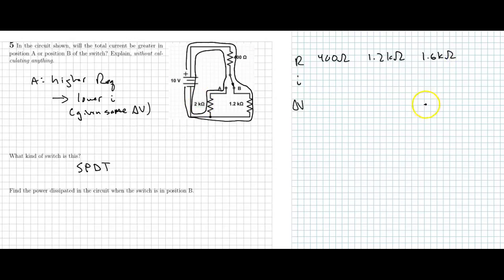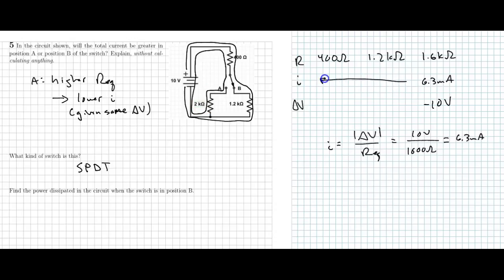Across the whole circuit we have to lose the whole 10 volts, which means that our total current is our total delta V over the REQ, which would be 10 volts over 1600 ohms, which will be 6.3 milliamps. Now this is a series circuit, so there are no branches, so that current has to be the same throughout all the elements.